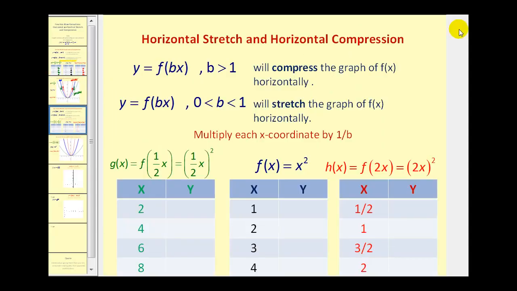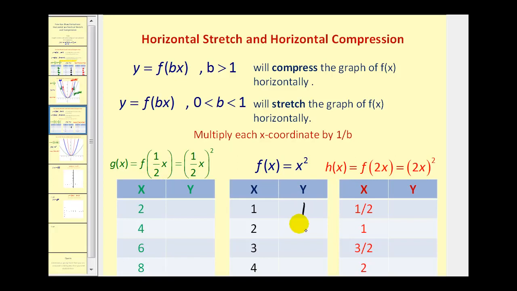Let's now take a look at a horizontal stretch and horizontal compression. If we have f of bx where b is greater than 1, this will compress the graph of f of x horizontally. And if we have y equals f of bx where b is between 0 and 1, this will stretch the graph of f of x horizontally. So let's go ahead and compare t-tables for f of x, f of 2x, and f of 1/2 x.